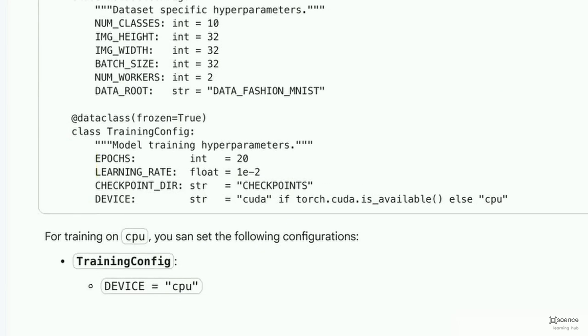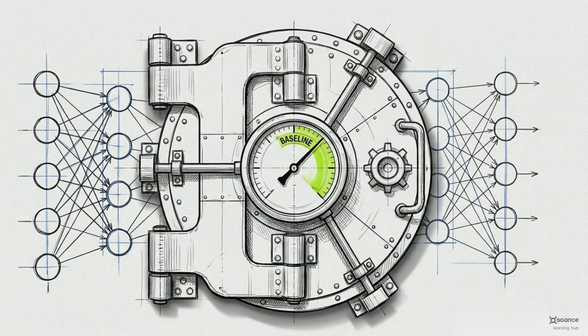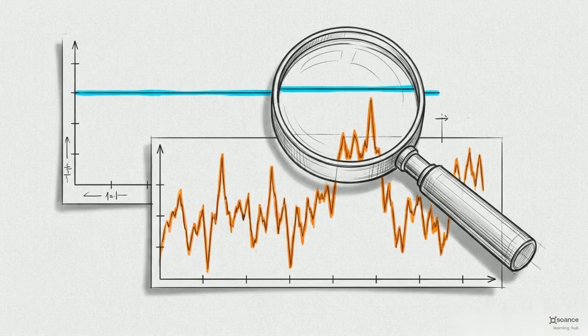For this run, we cap the training at 20 epochs and set our learning rate to 1e⁻². Locking these configurations in place gives us the baseline control we need to measure the specific impact of our architectural changes later in the experiment.